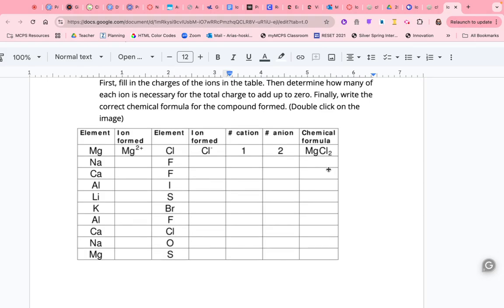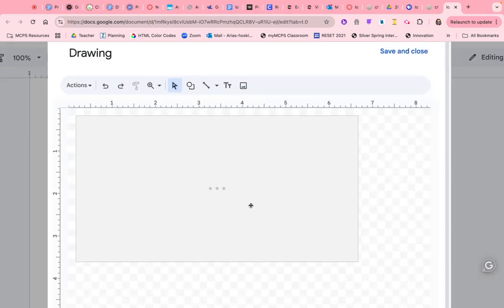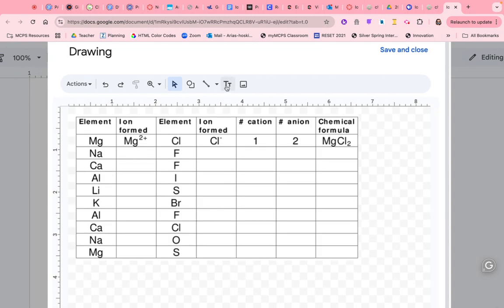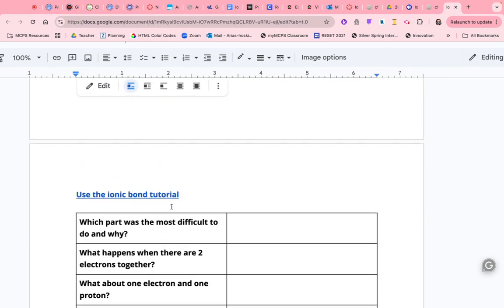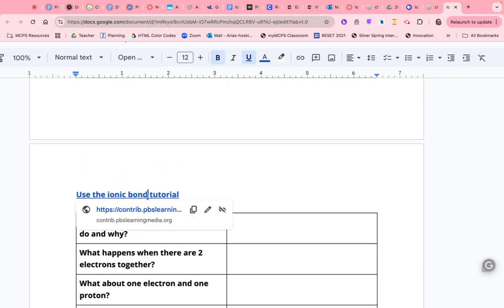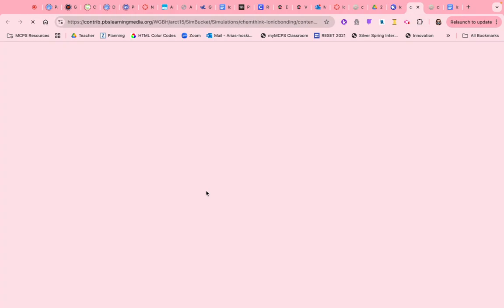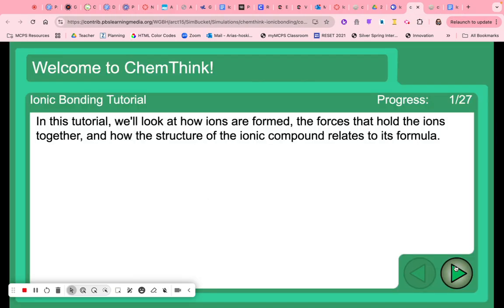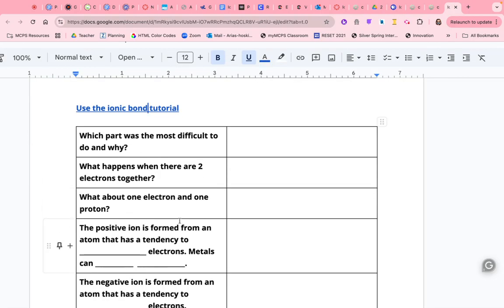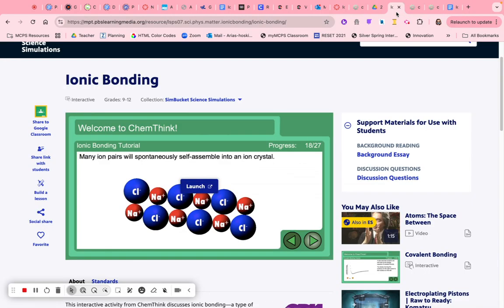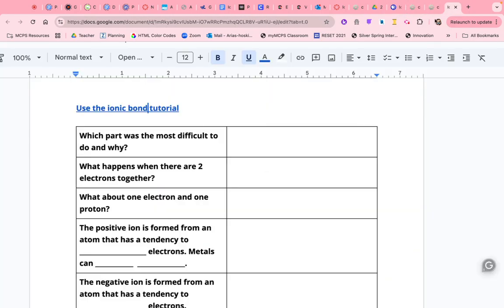Okay? Try to do this. Again, you're going to double click and just type the numbers in here. Use the T, as in text box, to complete this section. Okay? Once you're done, you're going to go here where it says use the ionic bond tutorial. It's going to take you to here. You're going to make sure to click launch and just follow the instructions, okay? All the answers that you need for this section are going to be here, guys, okay? It's going to be here.